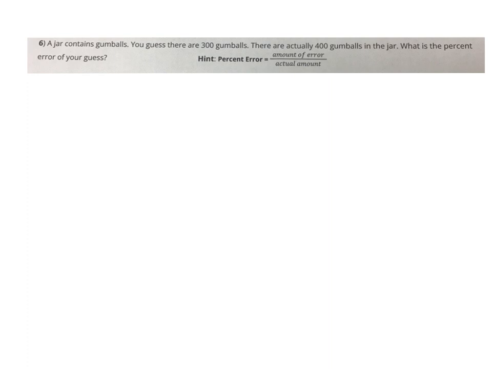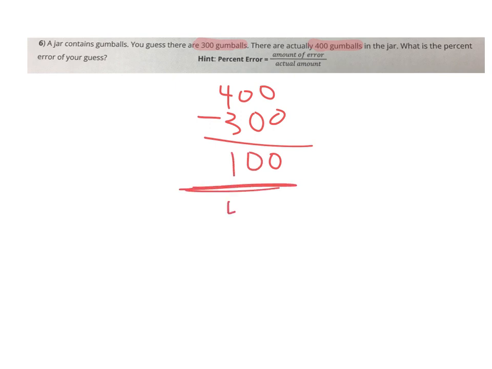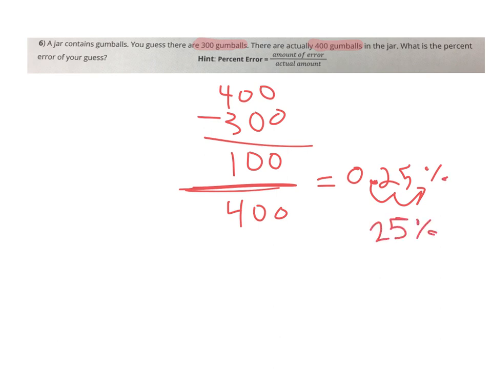Okay, another percent error problem. A jar contains gumballs. Your guess is that there's 300 gumballs, but there's actually 400 gumballs in the jar, and they want to know the percent error. So what you have to do is divide the amount of error by the actual amount. To find the amount of error, there was actually 400, but you guessed 300. So what was the amount of error? Well, we were off by 100. If you take 100 and divide that by the actual amount, which was 400, 100 divided by 400 is 0.25. But once again, they don't want the decimal version. They want the percentage. So you have to move it not one space, but twice. Instead of 0.25, you're going to get 25% error.